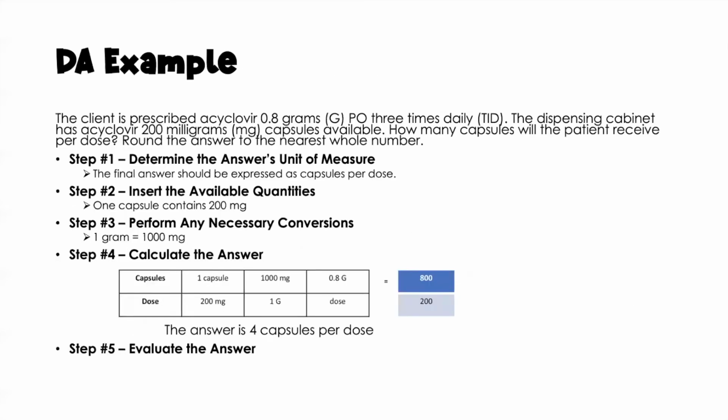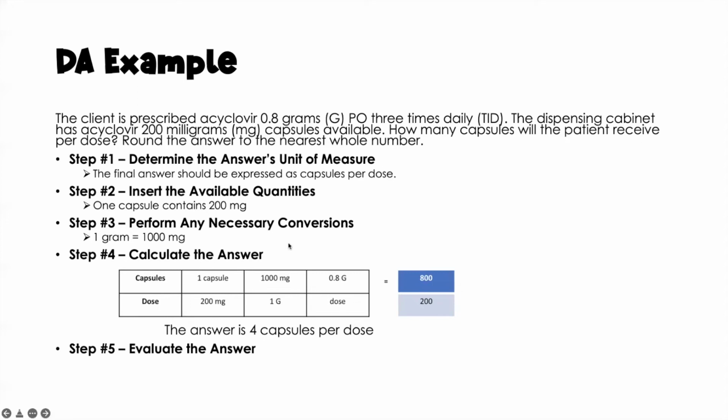Okay, let's look at this example. A client is prescribed acyclovir 0.8 grams, PO 3 times daily. The dispensing cabinet has acyclovir 200 milligram capsules available. How many capsules will the patient receive per dose? And then we have our rounding rules. So step 1 is to determine what our final answer is going to look like, and what we are solving for is capsules per dose. You don't have to put this at the front of your equation chain. I do because it reminds me all the time, this is what I'm solving for.